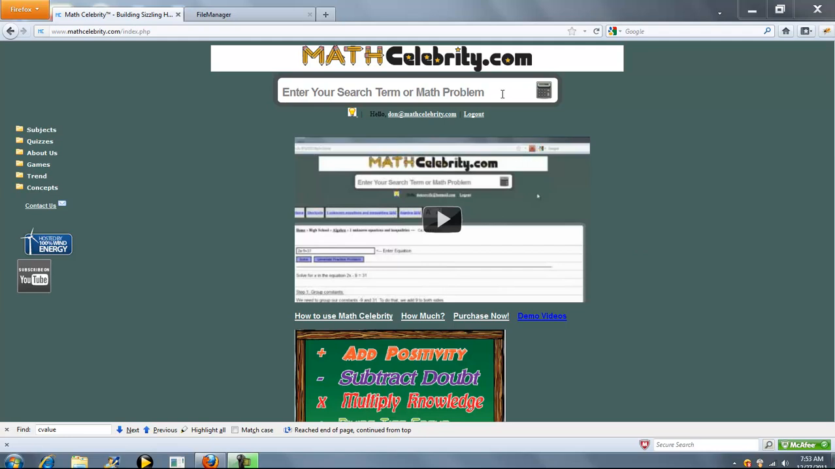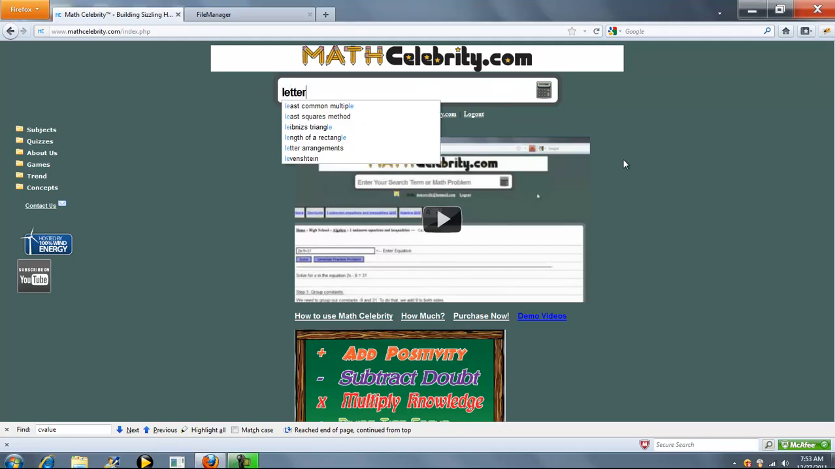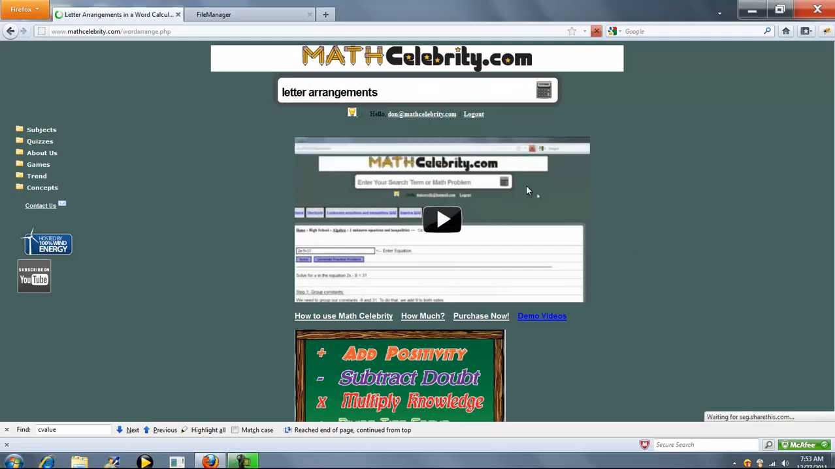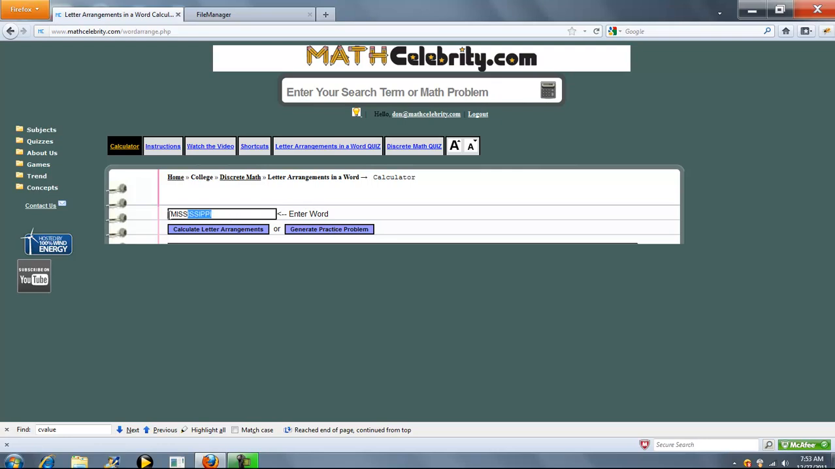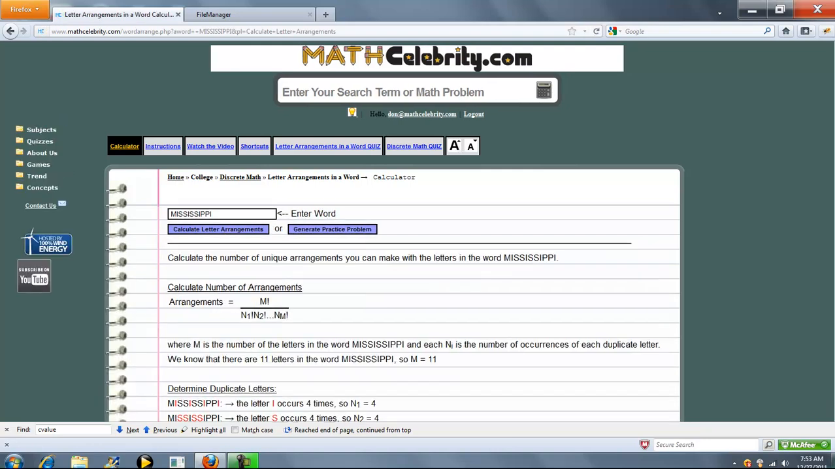This is our letter arrangements calculator for MassCelebrity.com. To get there, you type letter arrangements. So this is the entry box where you place your word. And when you're ready, you press calculate letter arrangements.